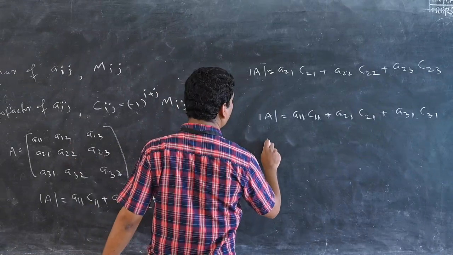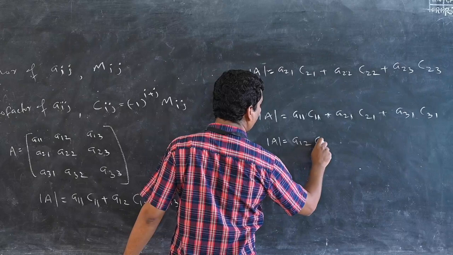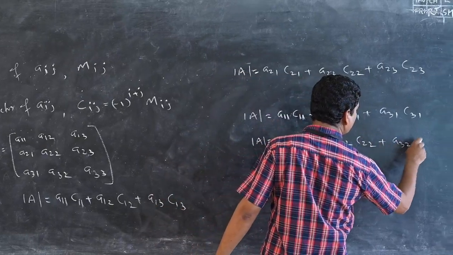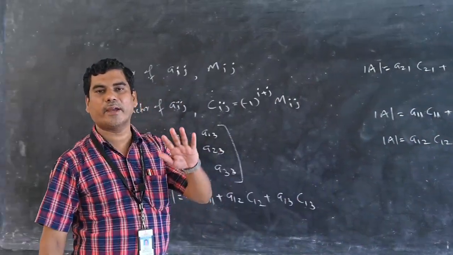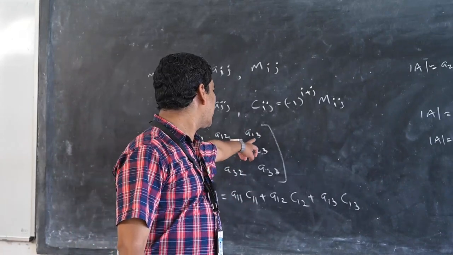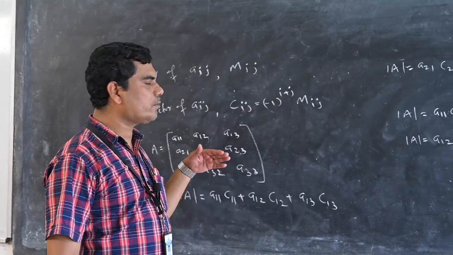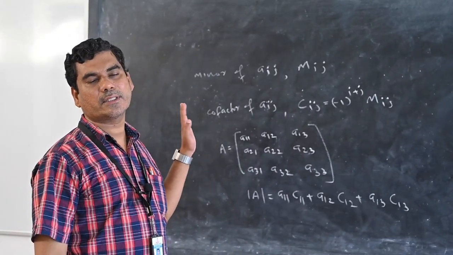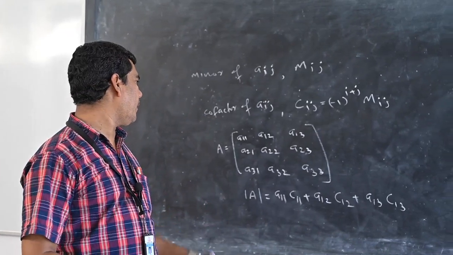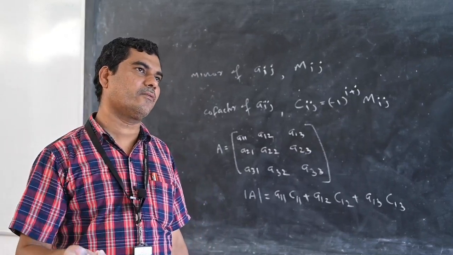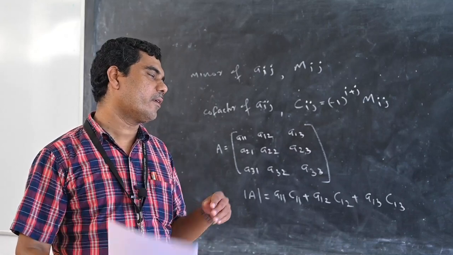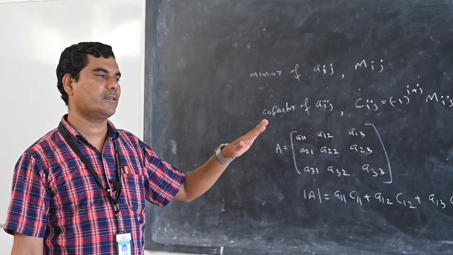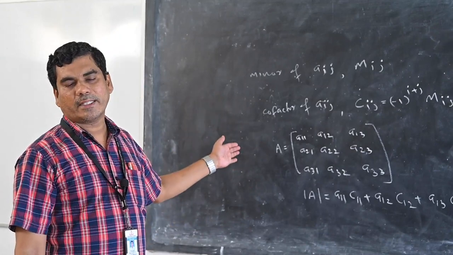Similarly, using the second column, determinant A is equal to A12 into its cofactor C12 plus A22 into its cofactor C22 plus A32 into its cofactor C32. Using the third column, A13 into C13 plus A23 into C23 plus A33 into C33. So we can find determinant of this matrix in six ways using cofactors. Determinants of larger order, for example order 4, can also be found using this method: take a row of the matrix and its cofactors, multiply them, add them. Similarly for a column of the matrix and its cofactors.